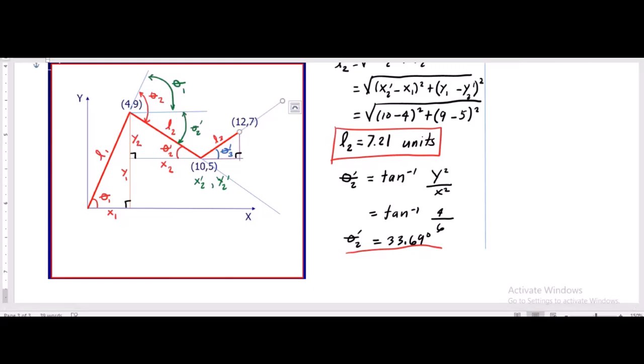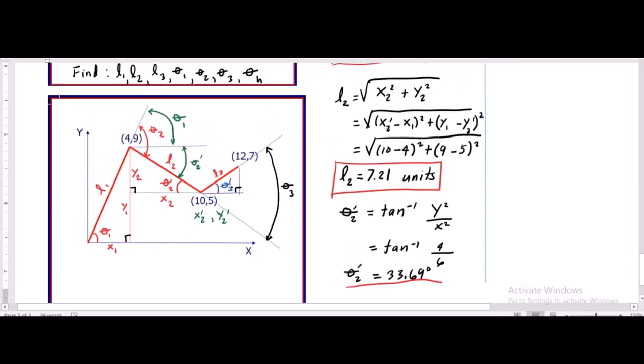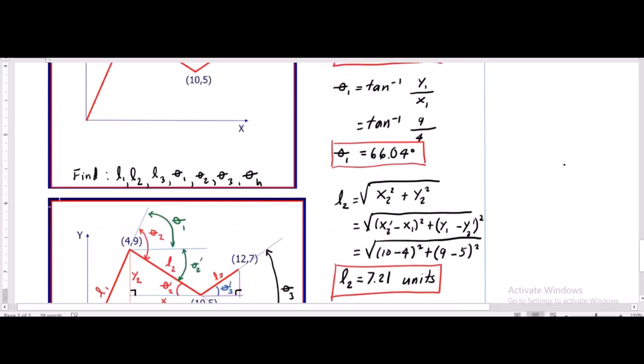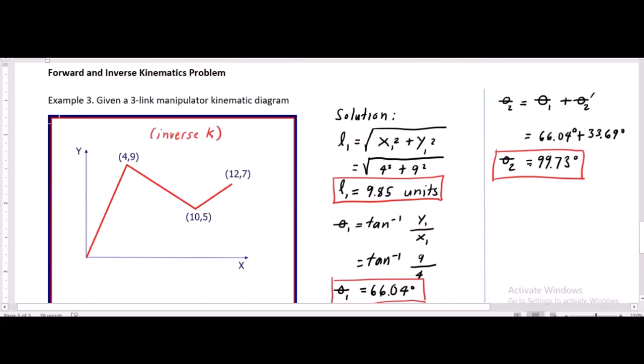Therefore, the theta 3 is from here to here. That's theta 3. Okay. We cannot solve theta 3 without solving the theta 3 prime. So we will solve first the L3 and theta 3 prime. Start with the L3.